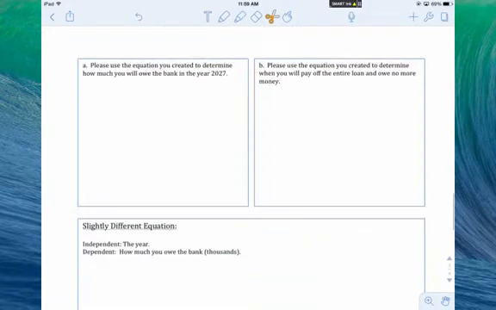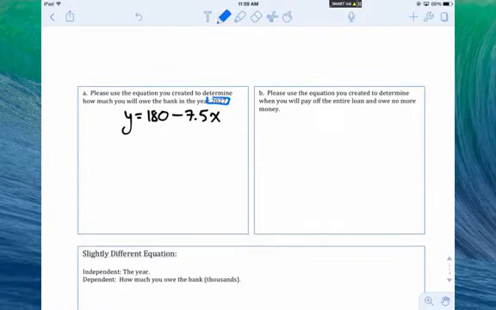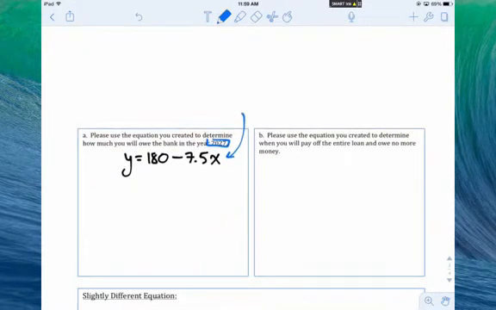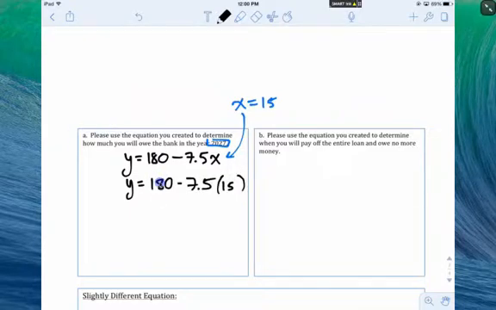So for instance, we could use this equation and say, well, how much are we going to owe the bank in 2027? Well, how many years has it been since 2012? Well, it's been 15 years. That's the idea. So all you'd have to do here is substitute in 15 for that variable x. And of course, right in the year 2012, we started by owing $180,000. We pay back $7,500 a year for 15 years, and you will find out how much you owe the bank.